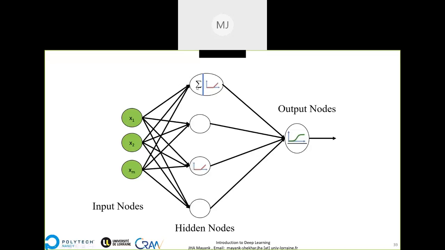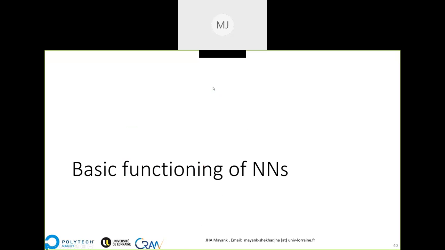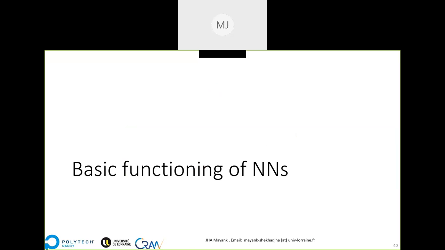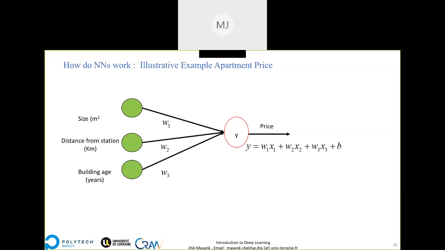Now, in each node, we have summation followed by the activation function. So this activation function can be sigmoid, tanh, or ReLU function, followed by the output node, where again we have summation followed by the sigmoid activation function. Okay, so that's your very basic neural network. So let's now talk about how the neural network functions.